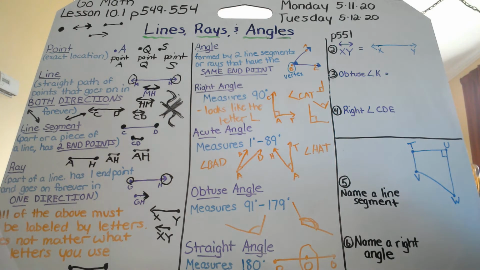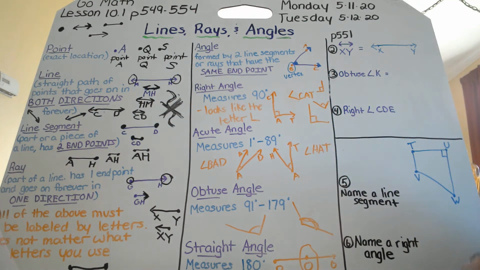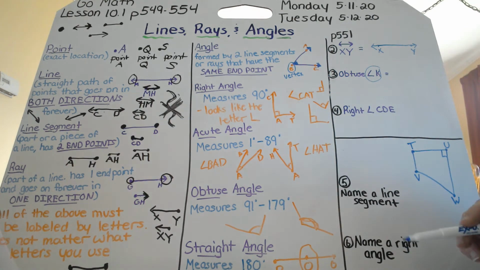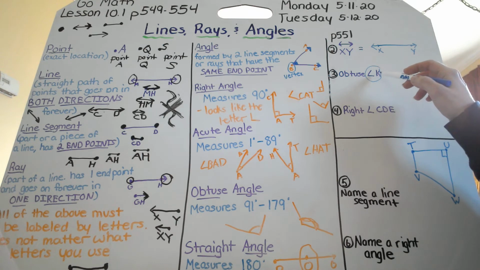Okay, number 3 wants an obtuse angle. Obtuse angle K. When it just gives you one letter like this, this is how you know what your vertex is. So your middle point has to be K, because this is how it's labeled.